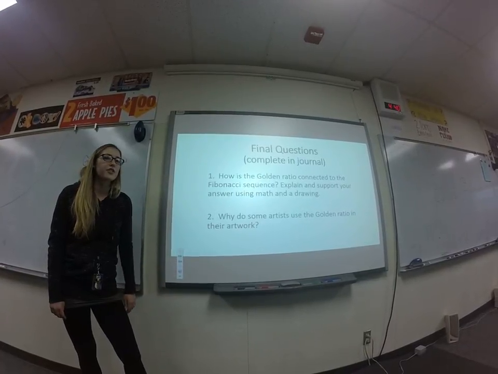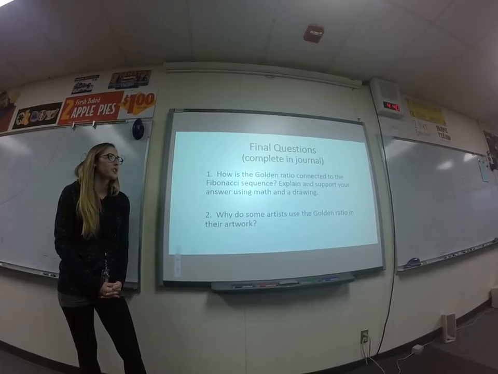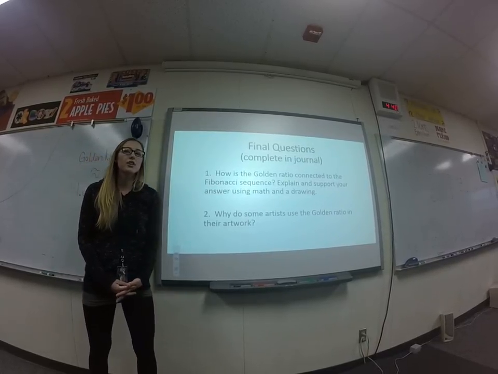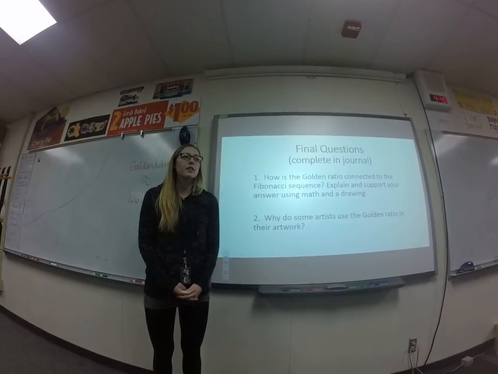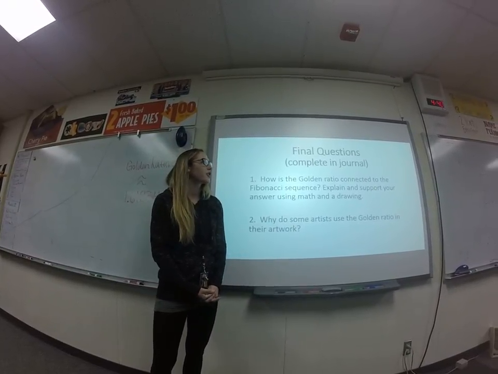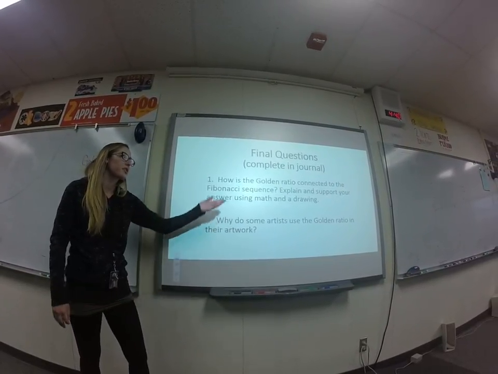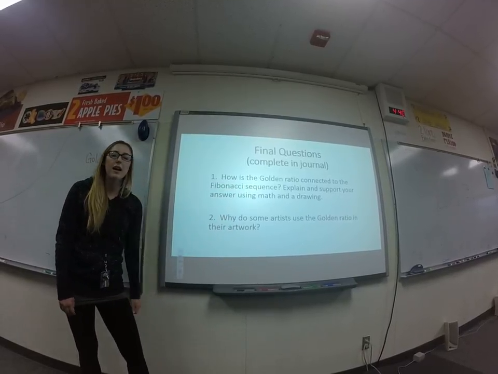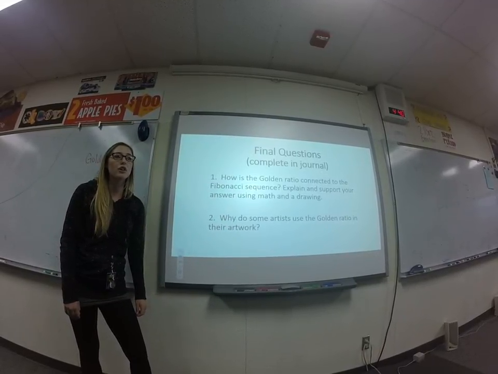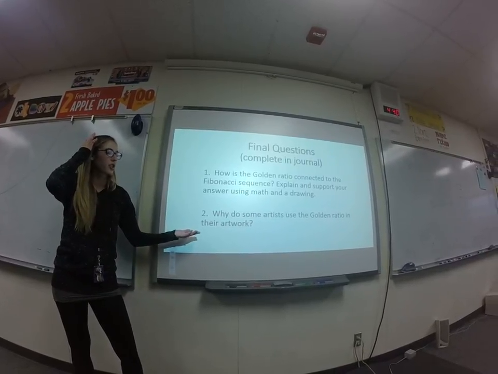Now I need you to do a journal. We just looked at your works of art that you identified and labeled, and now I want you to answer these questions in your journal. How is the golden ratio connected to the Fibonacci sequence? Explain and support your answer using math and also a drawing. And then, why do some artists use the golden ratio in their artwork?